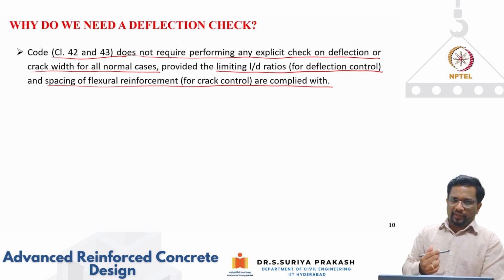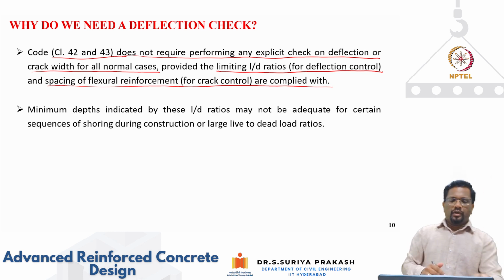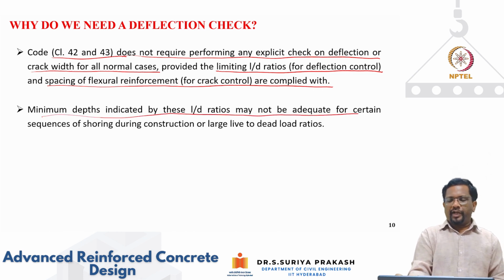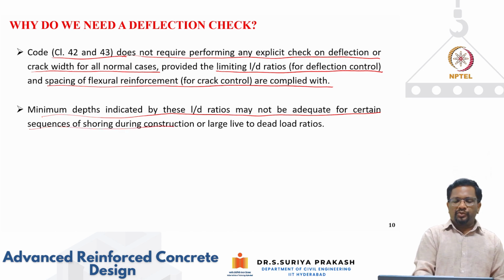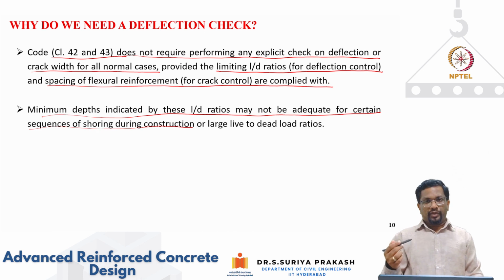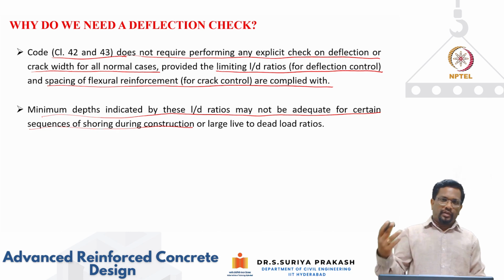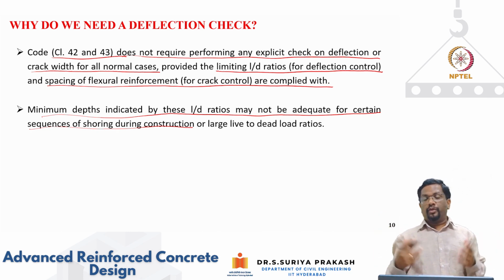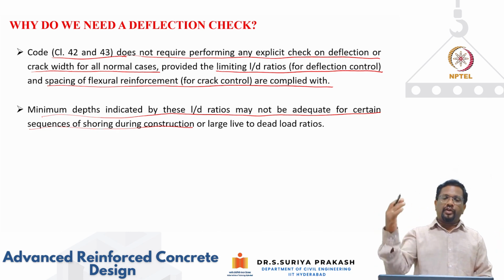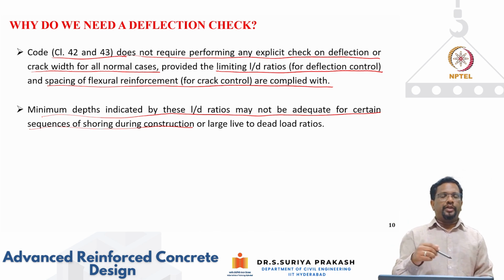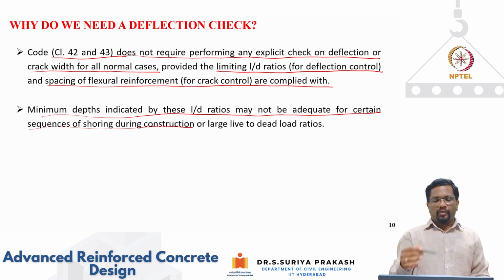But it is not always the case. Even though we do that, the minimum depths indicated by these L/D ratios may not be adequate for certain sequences of shoring during construction. Again, we have seen that in residential construction, particularly, dead load can be quite significant. Similarly, depending upon the span of a bridge, dead load can be quite significant. If you are removing your shoring improperly, then these L/D ratios, whatever the code suggests, may not be adequate.